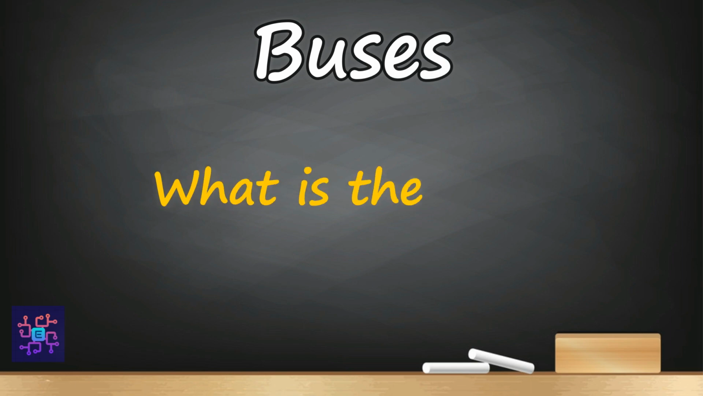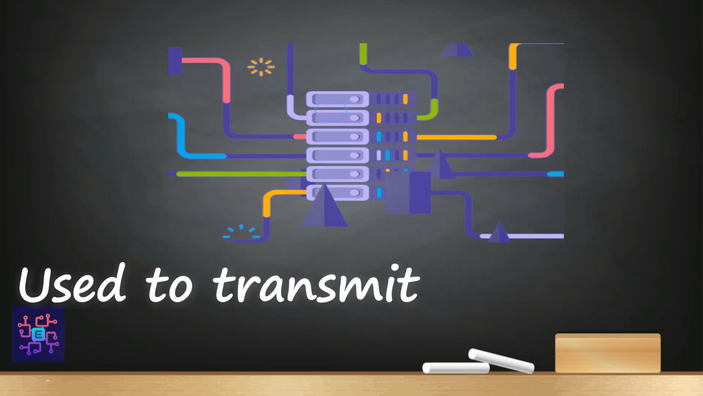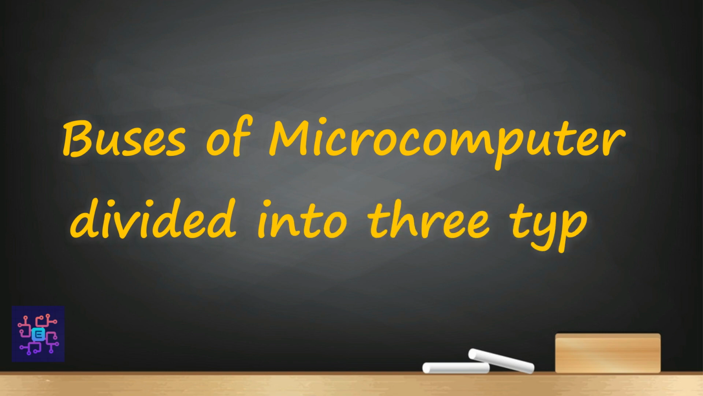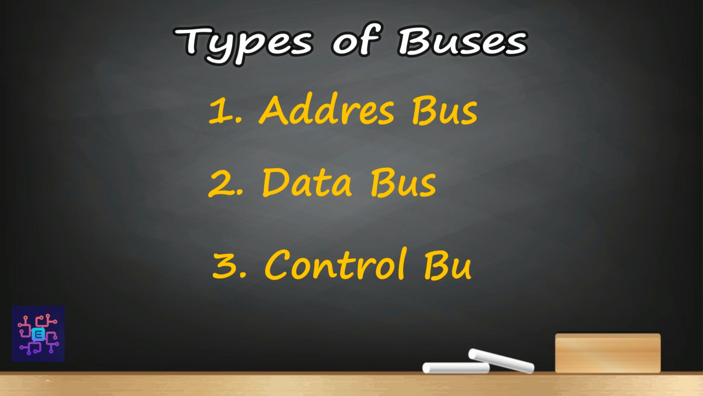So first is the buses. So what is a bus? A bus is a collection or a group of wires that are used to transmit the signals. According to the purpose, the buses of a microcomputer can be divided into three types. First is the address bus, second is the data bus, and third is the control bus.